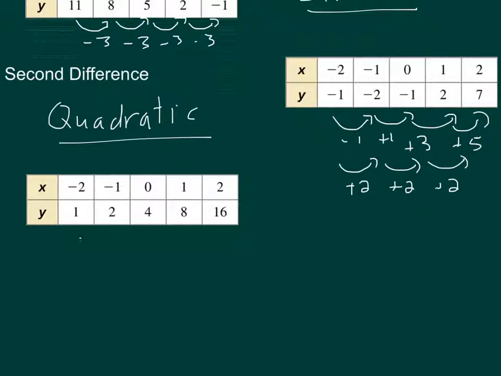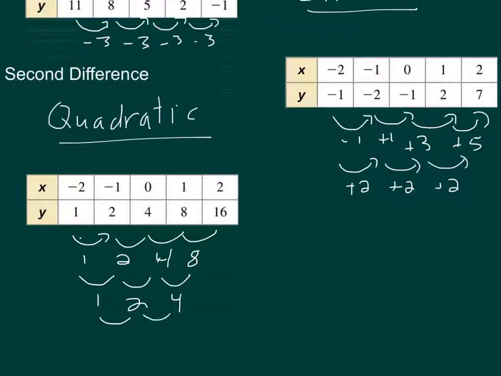If I start by using the common differences, I've got 2 minus 1 is 1. Then 4 minus 2 is 2. 8 minus 4 is 4. 16 minus 8 is 8. Okay, so those aren't the same. I guess I could try the second difference. 2 minus 1 is 1. 4 minus 2 is 2. 8 minus 4 is 4. Maybe at this point you see what's happening. As long as I continue doing this, I'm actually never going to get a common difference that's exactly the same.